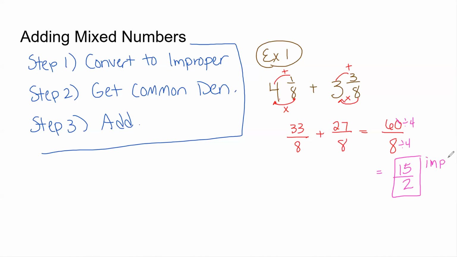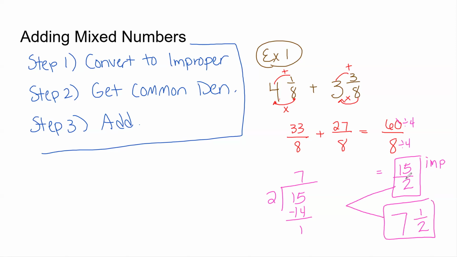But since this problem was given as mixed numbers, we probably want to put the answer as a mixed number. So let's do 15 divided by 2. That goes in 7 times. There we go. So that would be 7 as our whole number, 1 is our numerator, always leave the denominator. There's your mixed number. So both of them are fine. Listen to your teacher or your worksheet on which one they want. This is correct, this is correct.